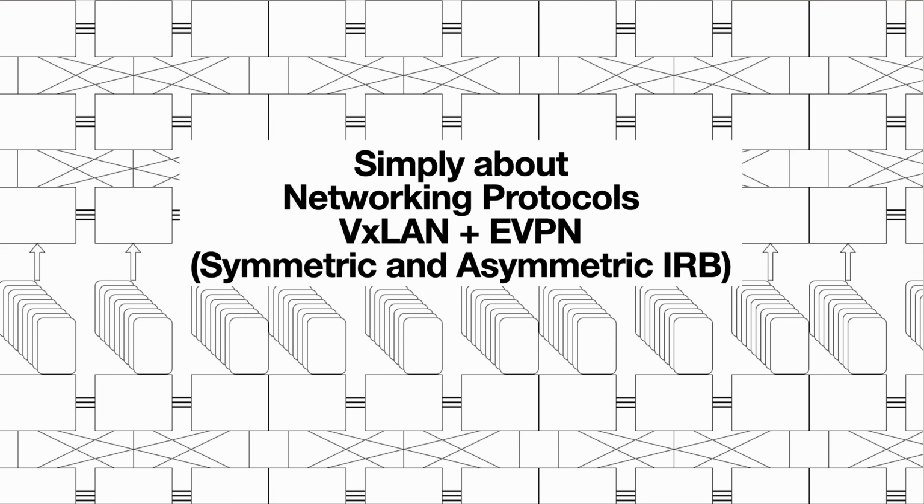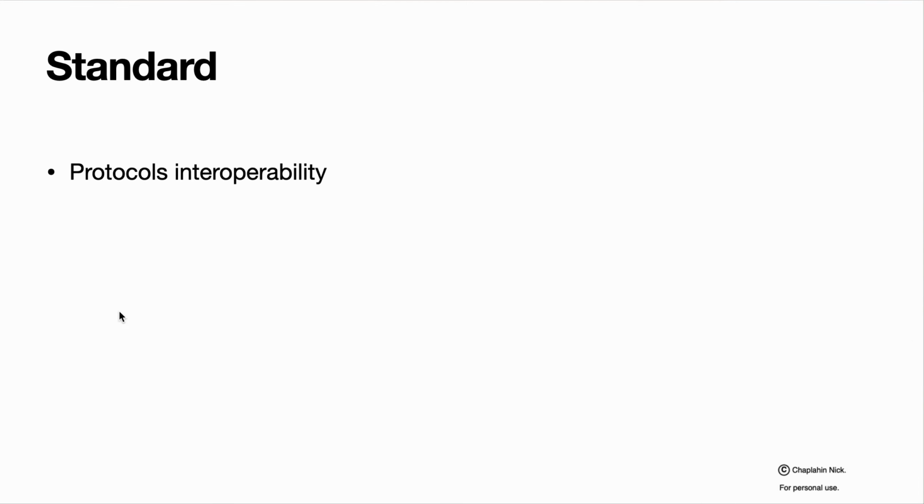Hello, this is Simply About Networking Protocols, and today I'll tell you about VxLAN+EVPN, also known as integrated routing and bridging, and there are symmetric and asymmetric modes of operation. There is no standard for this particular networking function. This is protocol interoperability, where each protocol works according to its own standard.